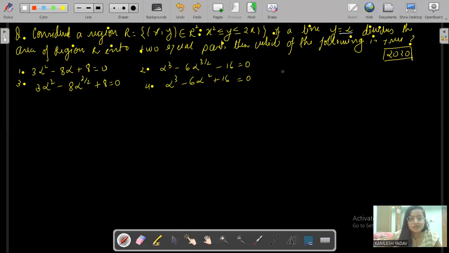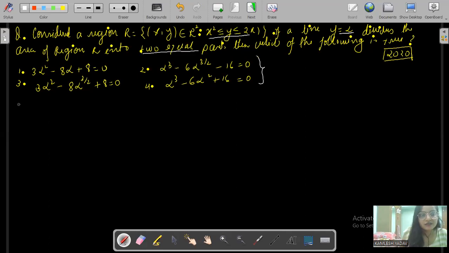So next question is, consider a region R equal to {(x, y) belonging to R² such that x² ≤ y ≤ 2x}. If a line y = α divides the area of region R into two equal parts, then which of the following is true? So here in this question we see two equations are given, and y = α divides the area of the region into two equal parts. Then this question asks which is true.